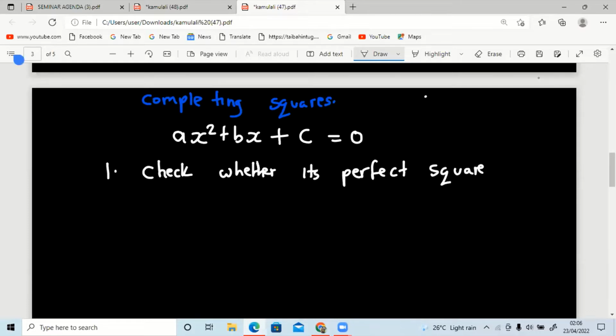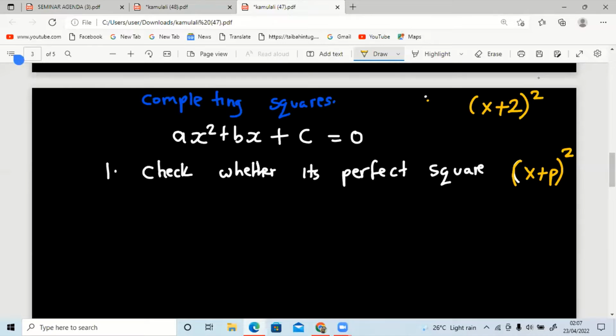A perfect square looks like this. It looks in this form, x plus p, all of it squared. This is what we call a perfect square. When I find x plus 2, all of it squared, this is a perfect square. So always you first look out for it. And how do you know that this square is a perfect one?